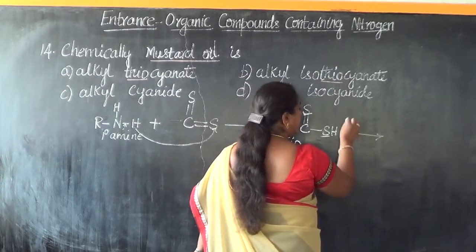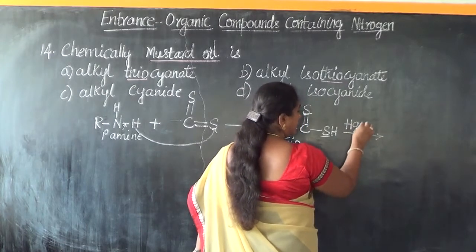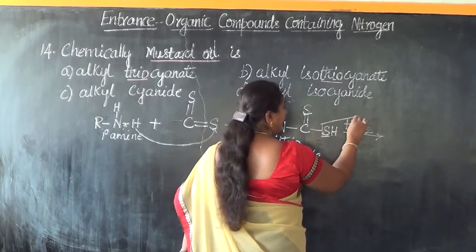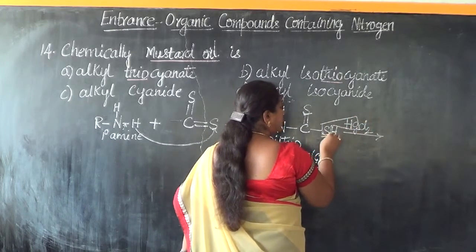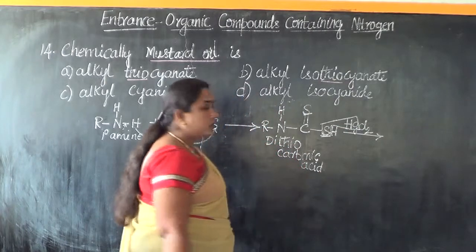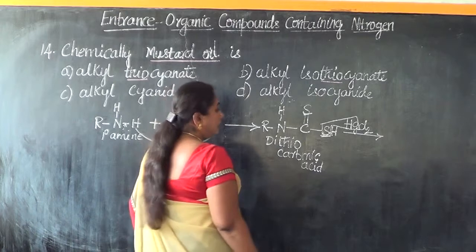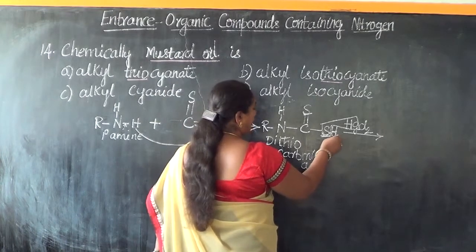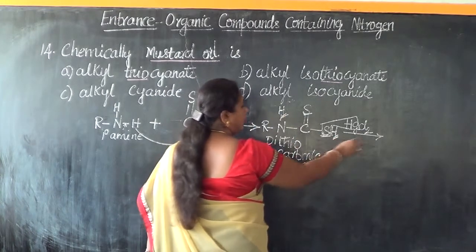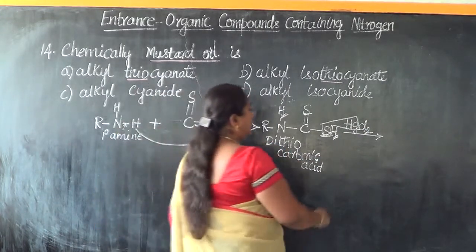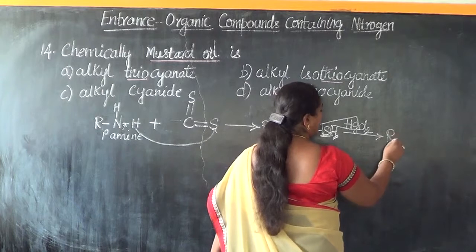This is further treated with HgCl2, mercuric chloride. Now what happens? Hg, that is mercury, combines with this sulfur, goes out as mercuric sulfide. Then H, two of them, this H and this H, will combine with these two Cl, goes out as HCl. So then what's the product we are going to be left with?